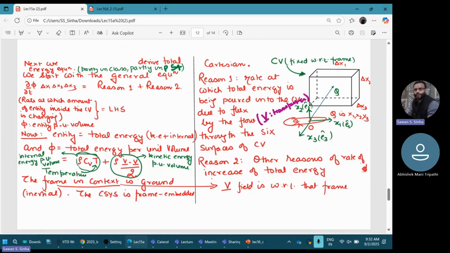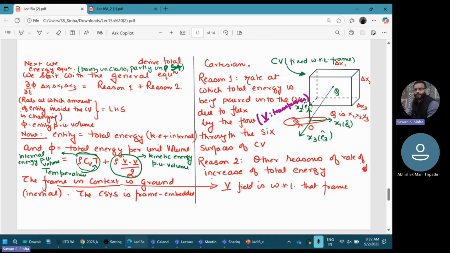Now I'm going to make a choice about that entity. The entity is going to be total energy. Total energy means kinetic energy plus internal energy. The entity is the total energy, in joules, residing inside that control volume at this given time. So, total kinetic energy plus the internal energy that is residing inside that control volume.